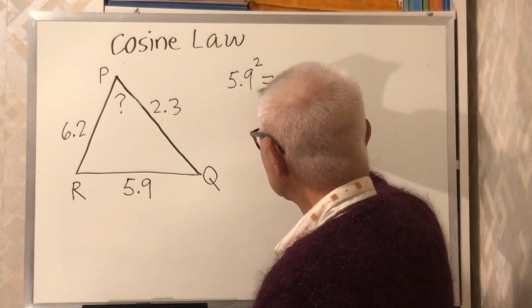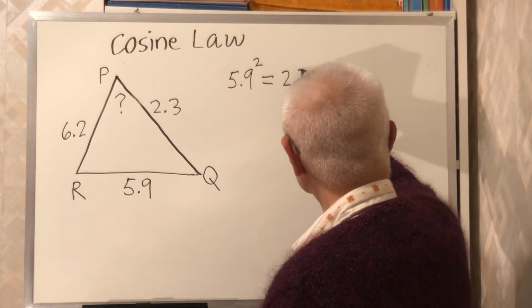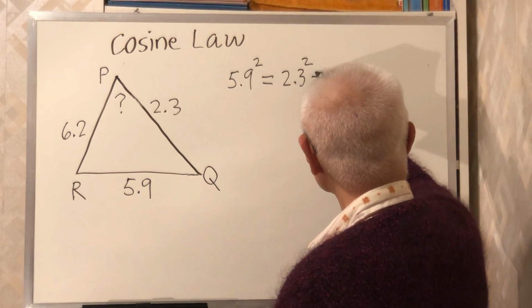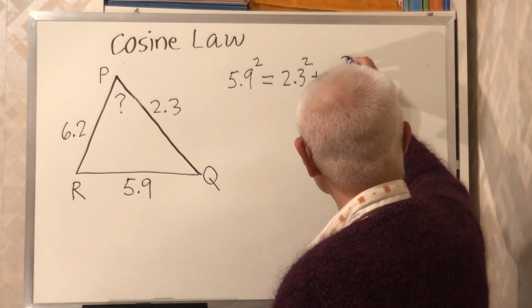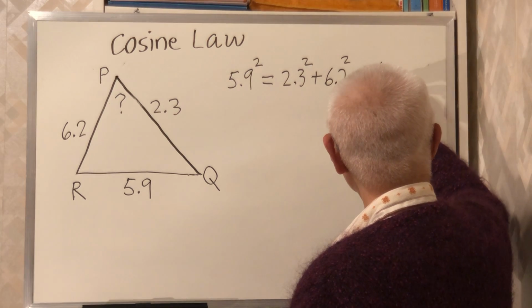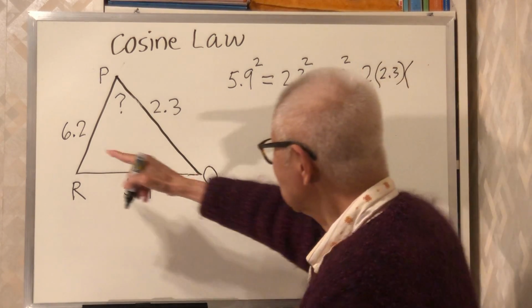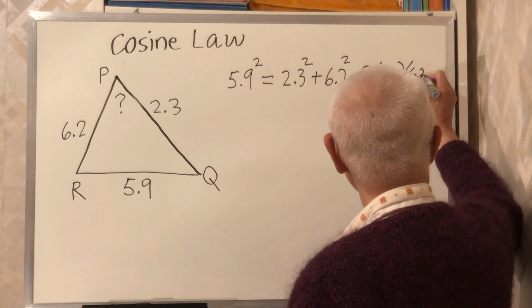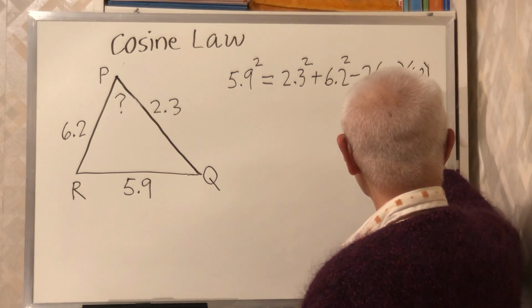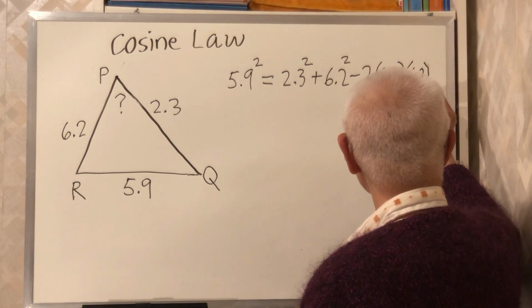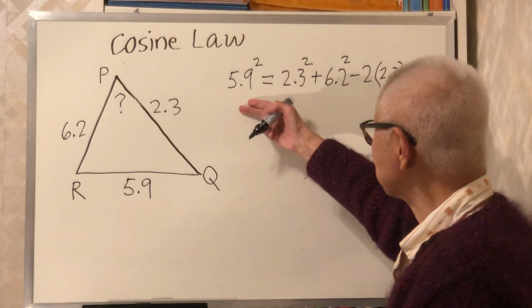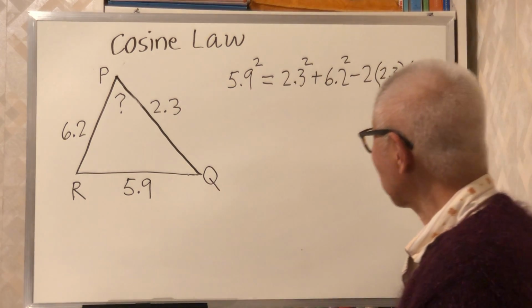Square is equal to this square plus this square minus 2 times this and this and cosine, I have no arc. Okay, and cosine P. Okay? I should write this more to the left hand side.